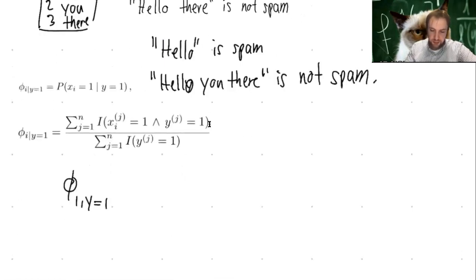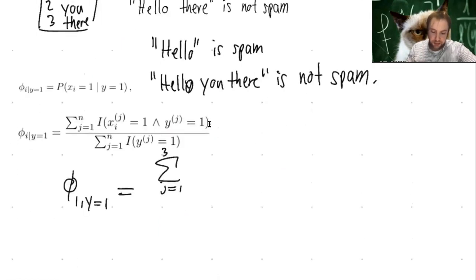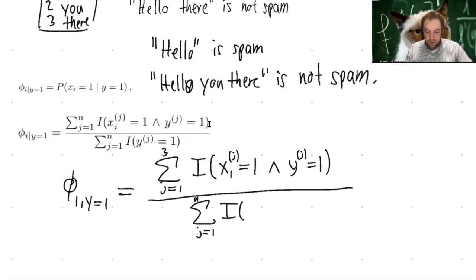Yes. So the formula here is, I take the sum, j goes from 1 to 3. So here in our example, n equals 3. I have 3 training examples. And then I take the indicator, x1 of this training example is 1, and the corresponding label is 1. Here I take the sum, j goes from 1 to n.